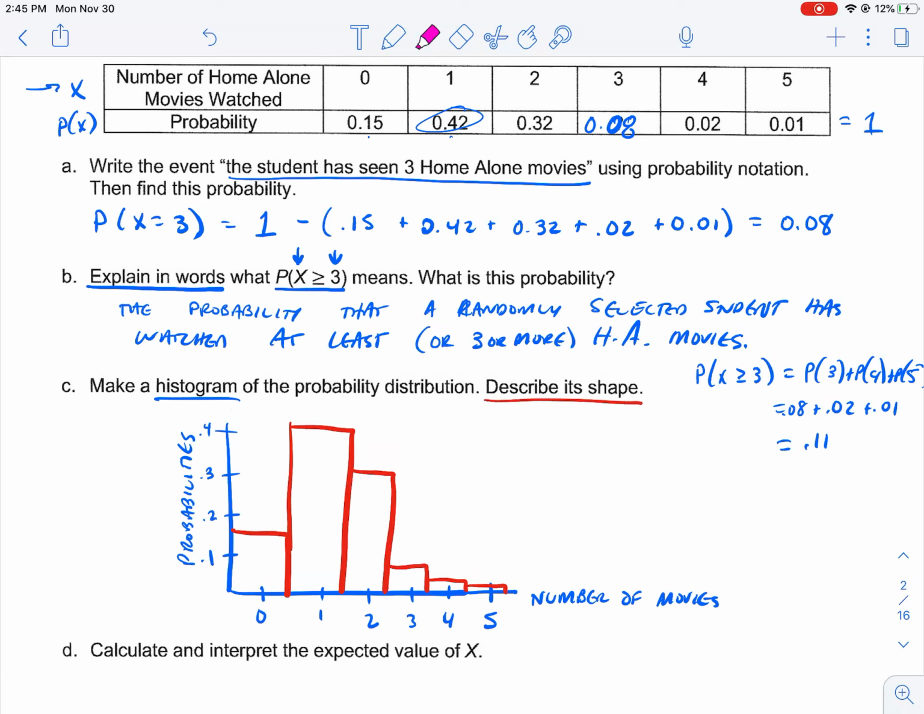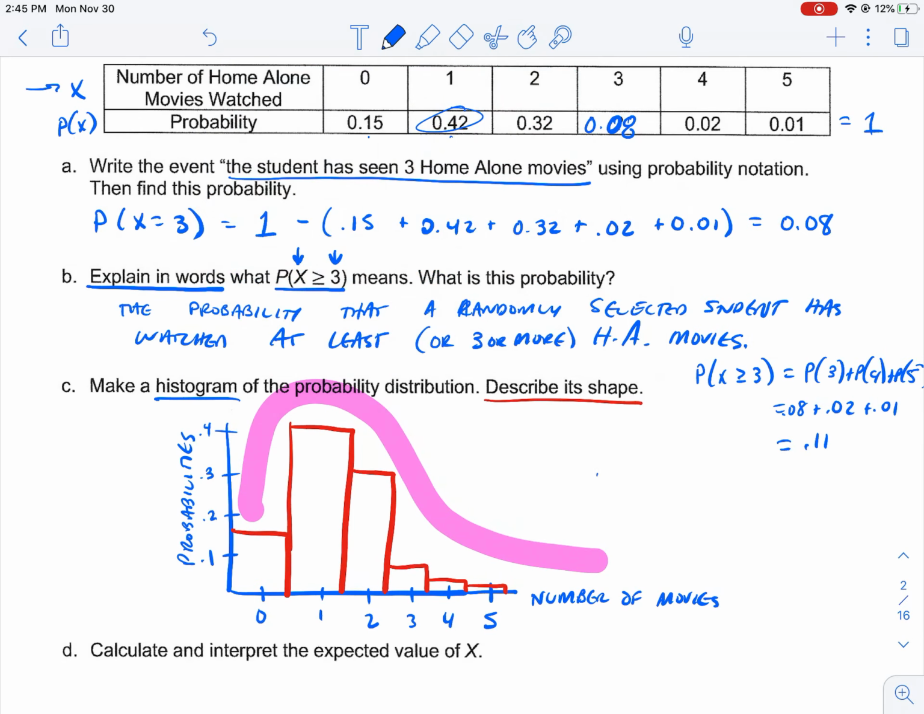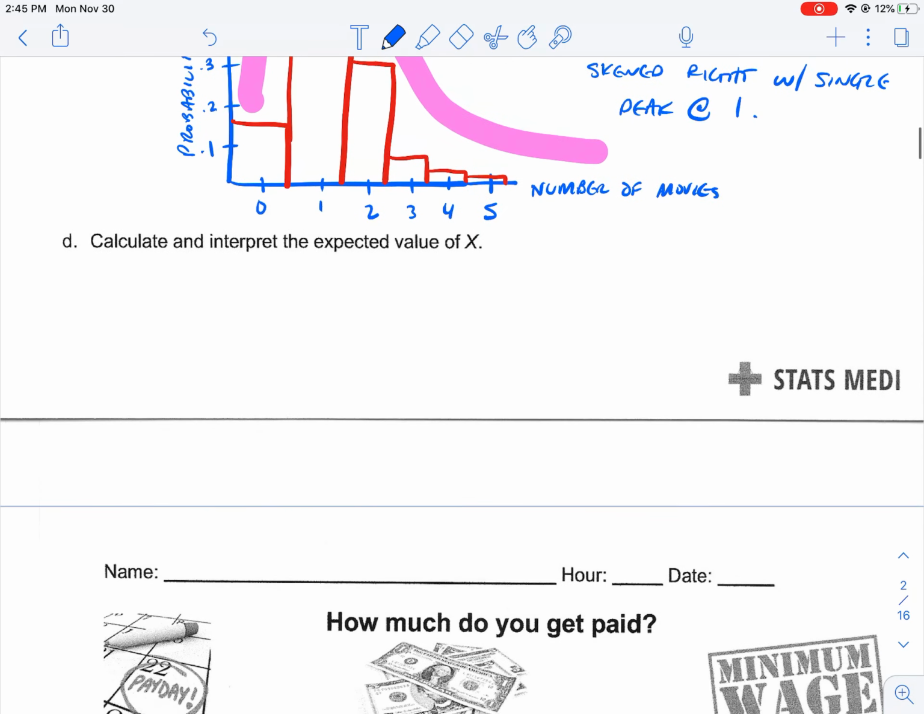Okay, now they want us to describe its shape. Well, I notice that I've kind of got this guy here. And as we remember, skew follows the tail, so it is skewed right with a single peak at 1. So most people have watched 1 of the Home Alone films.